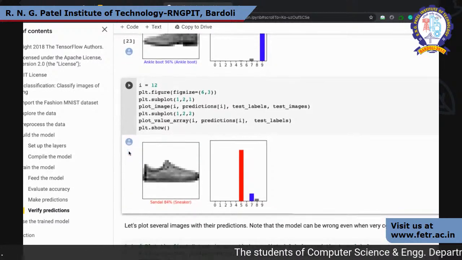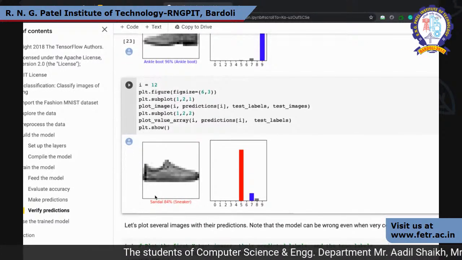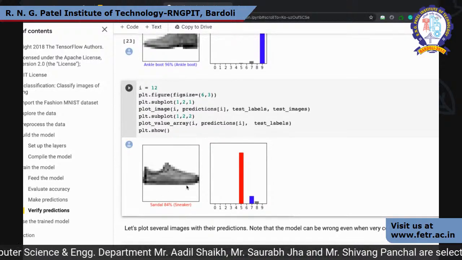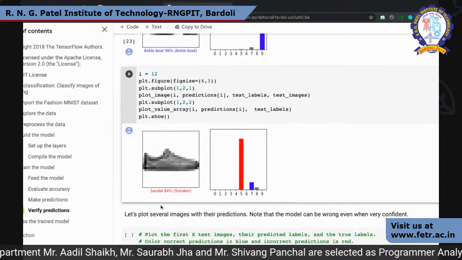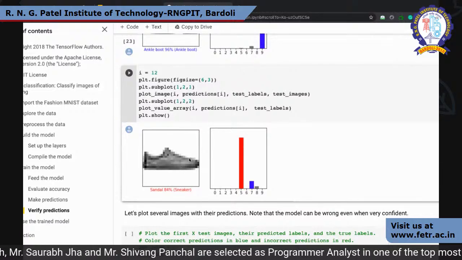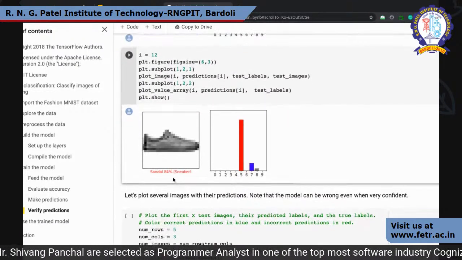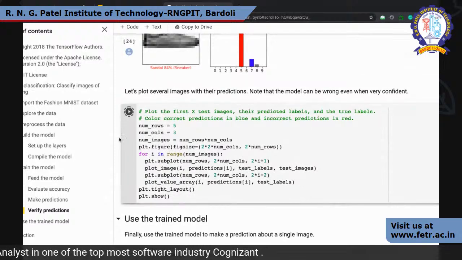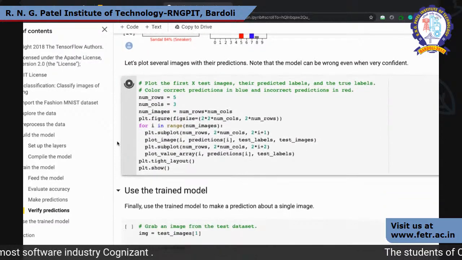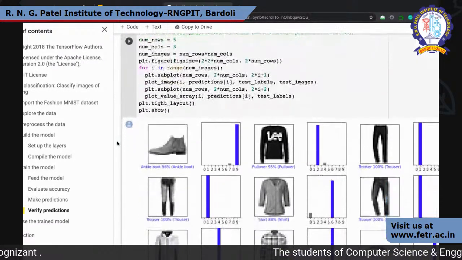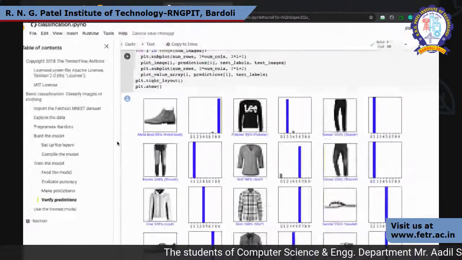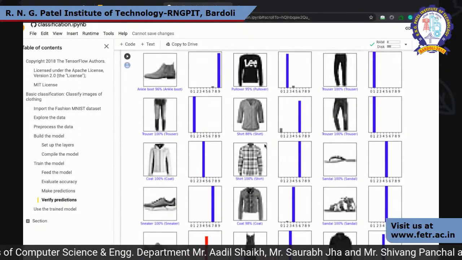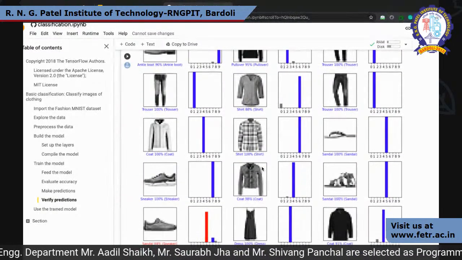Now let's do another example. The sandal we took over here, and we did the same thing, and you can see the 84% probability of the sandal for this image, right? Sorry, sneaker for this image. Let's plot several images to check whether our model is working well or not. Let me zoom out. So ankle boot 96%, sandal 100%, shirt 100%.